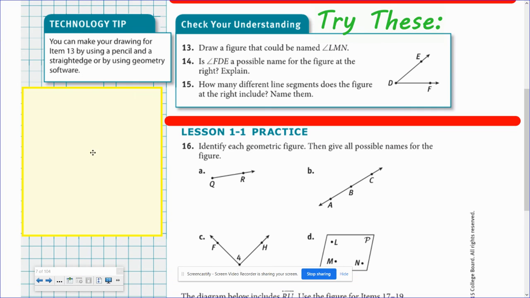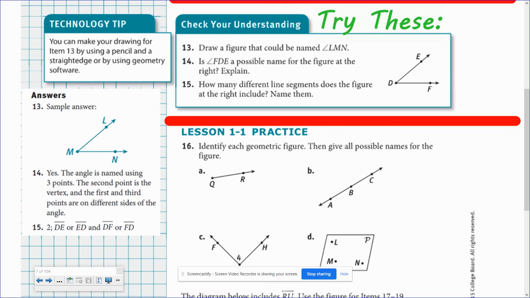Okay, if you got them correct, these are the answers. So that is just one way to draw that angle, LMN. You could have the N and the L switched, so you could have it in a different order than the picture. That's just one way to do it. Is this a possible name for the figure? The answer is yes, okay? They're naming it using the 3 points, and they're making sure to put that vertex point in the middle.